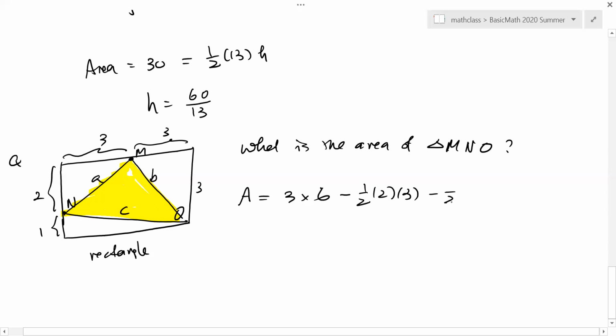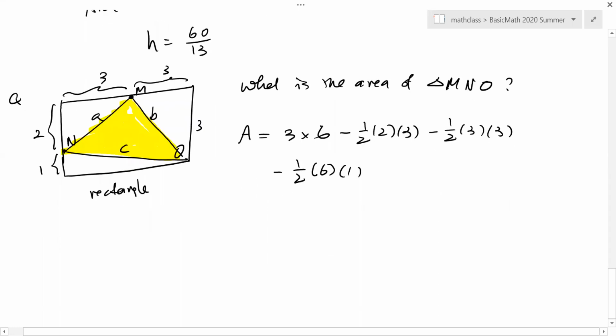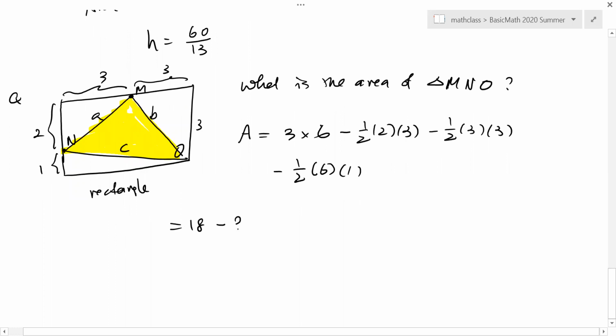So then you look at the area of the triangle at the upper right corner. Then you look at the area at the bottom. The base is going to be 6. The height is 1. So you simplify this, you solve the problem. Okay, right? So just subtract the area of the right triangles from the area of the rectangle. Then you solve the problem. Okay, so it's going to be 18 minus 3 minus 9 over 2 minus 3.